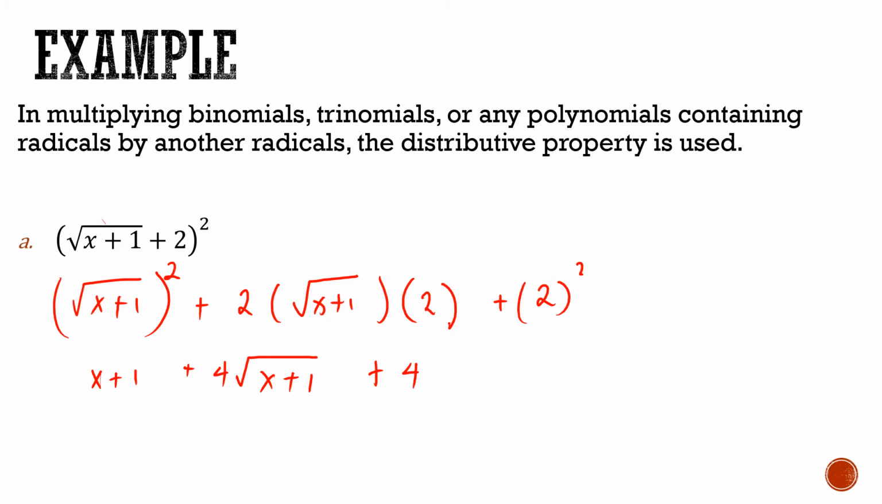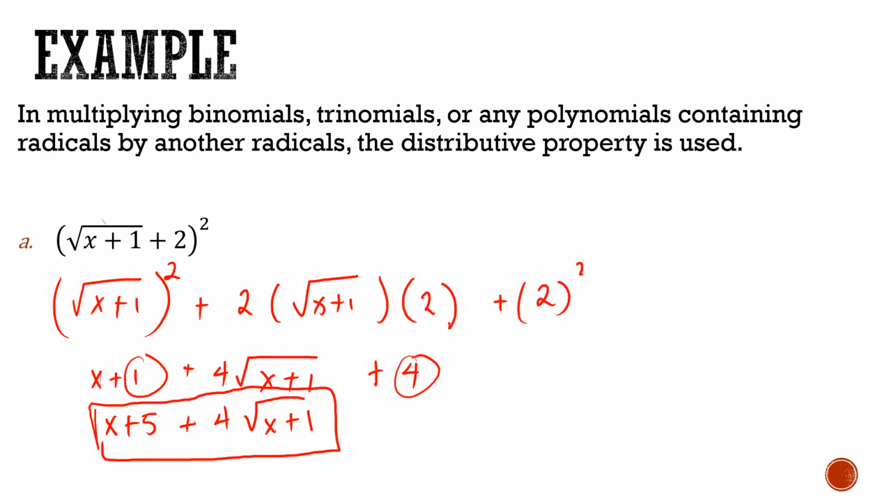Now let's simplify. So we got 1 plus 4. So this is 4 and this is 1. So we will be combining them. So will give us a sum of 5. So that will become x plus 5 plus 4 square root of x plus 1. Now since we cannot combine 5 with the numerical coefficient of the radical, which is 4, because they are not similar, therefore our final answer is x plus 5 plus 4 square root of x plus 1.